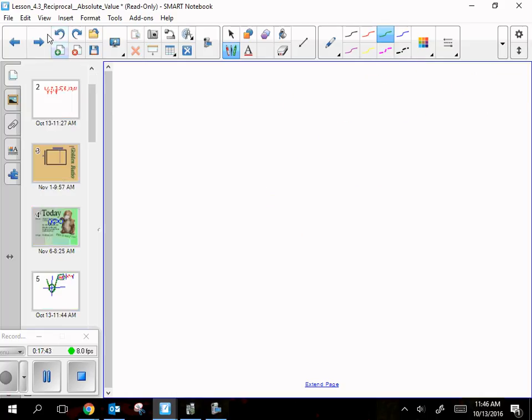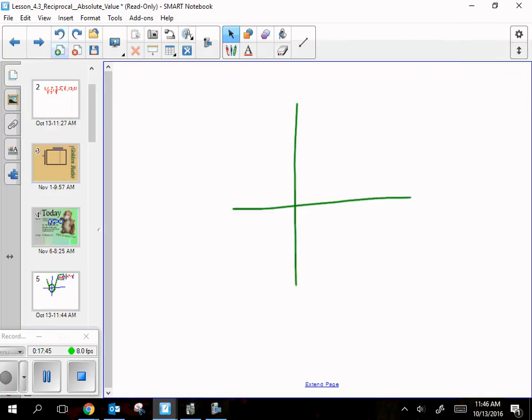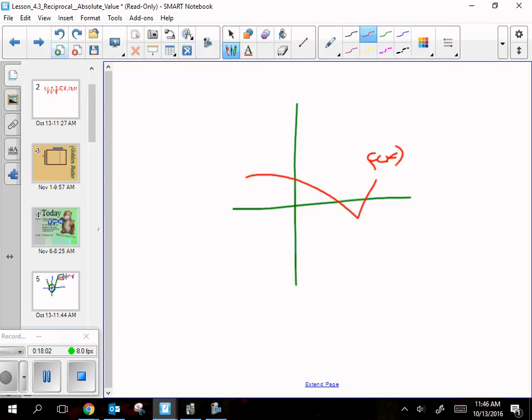All right, I'm going to give you another one like that and see if you caught what I was trying to show you. Sort of like a backwards check mark. My question is, what would the absolute value of that function be? If this is f of x, what would absolute value of f of x be? You're absolute valuing the y's. So the y's that were negative become positive.